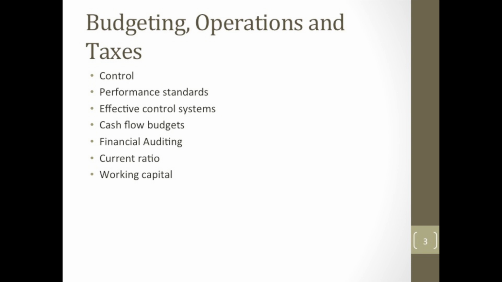Control is the process of ensuring that organizational goals are achieved. Performance standards refer to the acceptable levels to which employee achievement should conform. One characteristic of an effective control system is that it should indicate a cause and effect relationship.